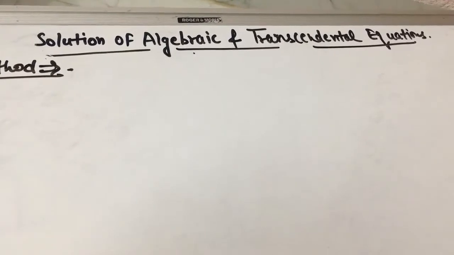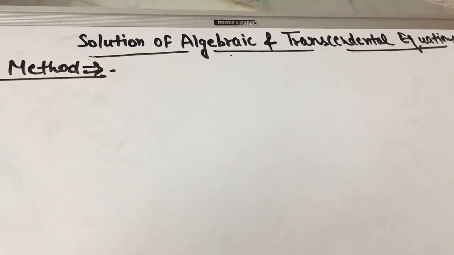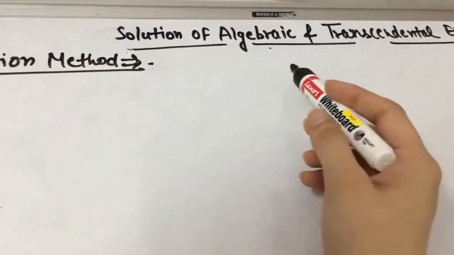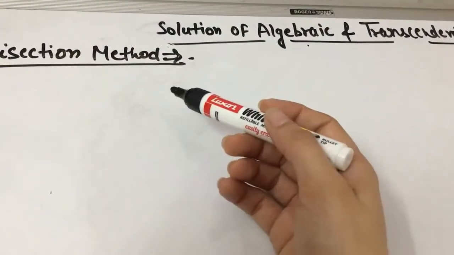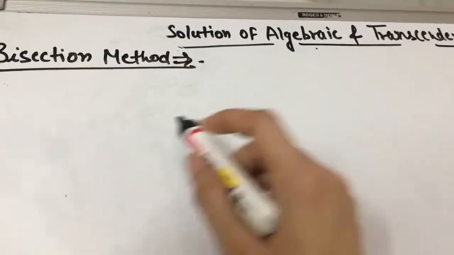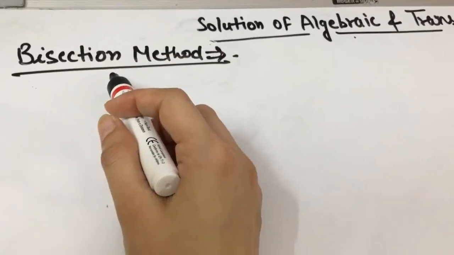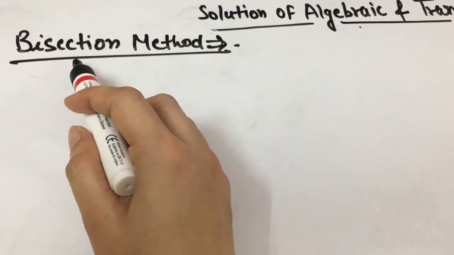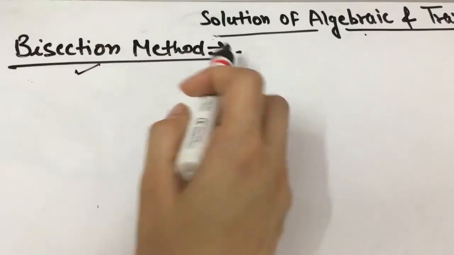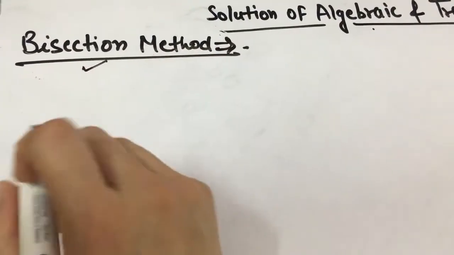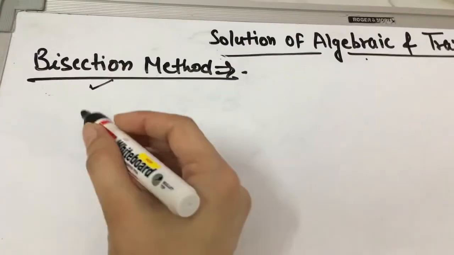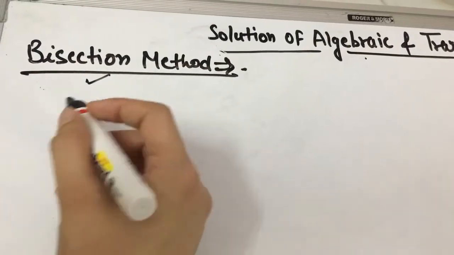In the last video, I gave you a basic idea about the approximation methods of solution of algebraic and transcendental equations. I told you three methods: bisection method, regula falsi method, and Newton-Raphson method. And I told you in the last video some basic conditions to solve any equation by bisection method. In this video, I will solve an equation with the help of bisection method.